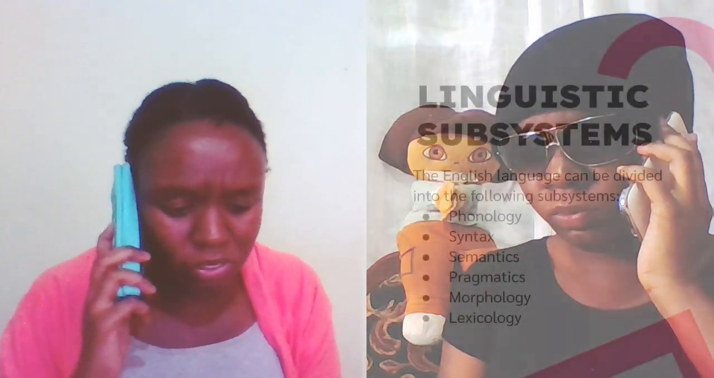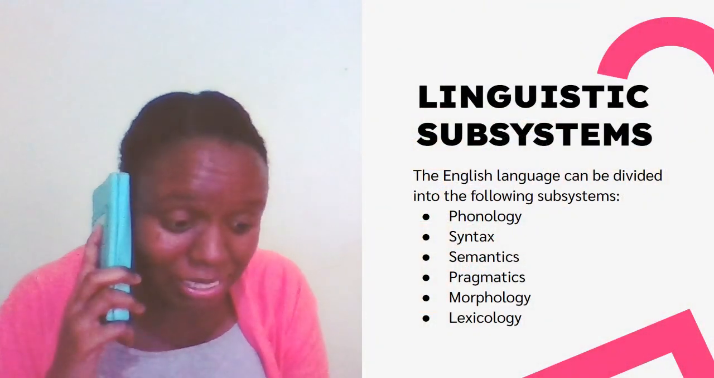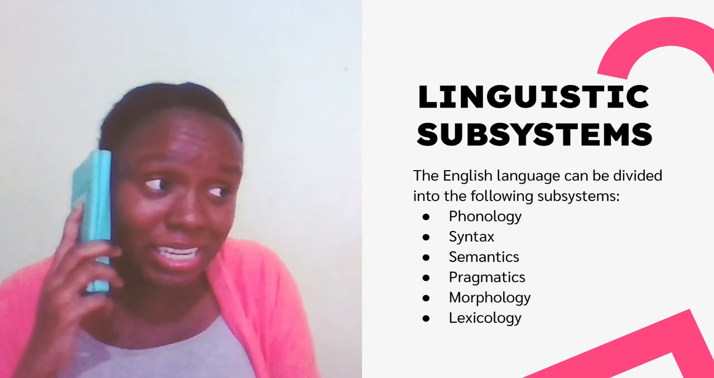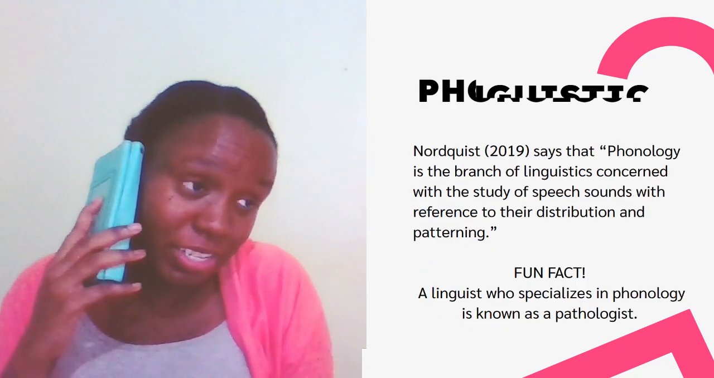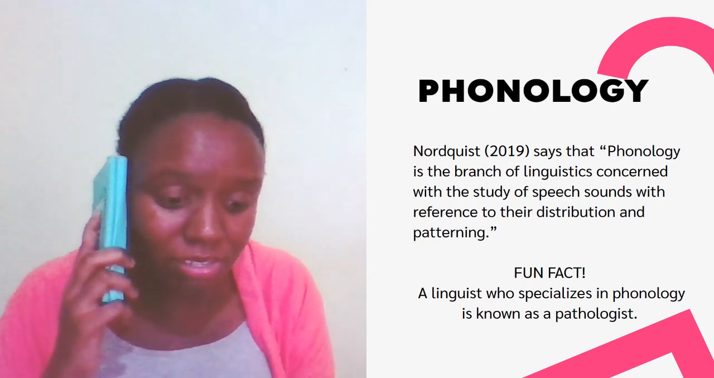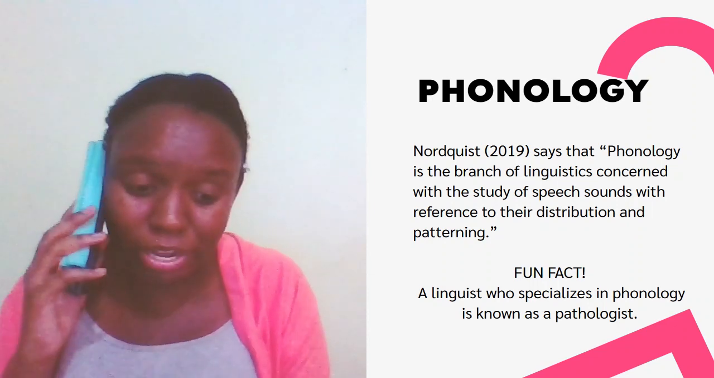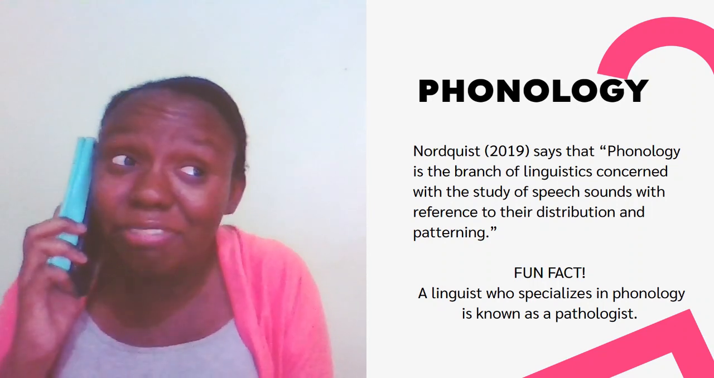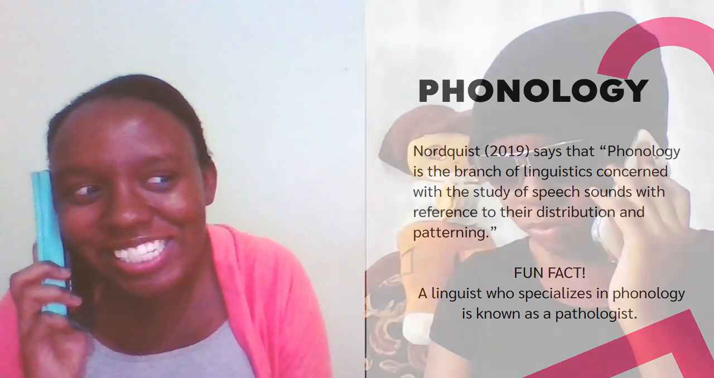Yes. Sorry about that. The English language can be divided into, or organized into, 5 subsystems that allow us to communicate and express ourselves freely. Right. So there is a subsystem of phonology. Nordquist 2019 says that phonology is the branch of linguistics concerned with the study of speech sounds with reference to their distribution and patterning. Fun fact, a linguist that studies phonology is known as a pathologist. Like a doctor for dead bodies. No, like a doctor of sounds.